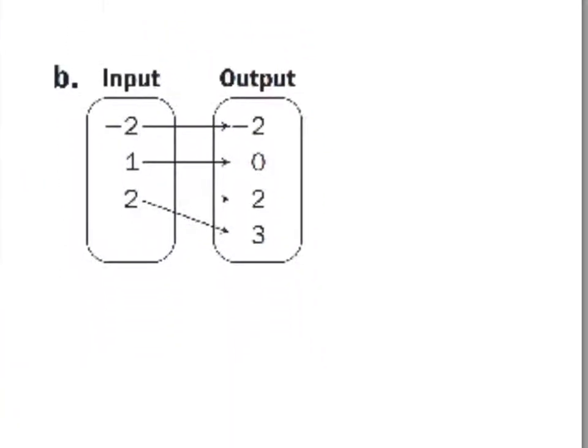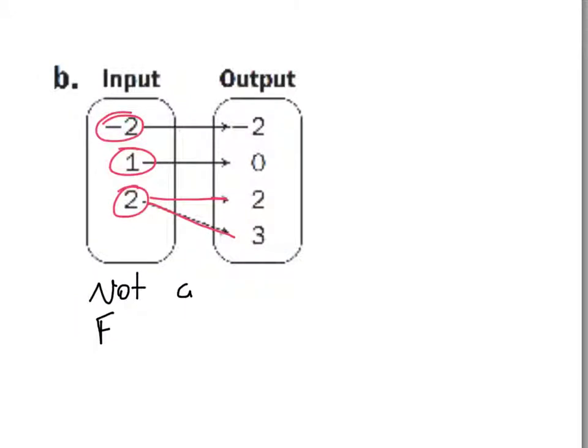Let's look at the next one. For the next one, is -2 going to one output? Yes. Is 1 going to one output? Yes. Is 2 going to one output? No. And so right there, 2 is going to 2 different outputs. That makes this not a function.